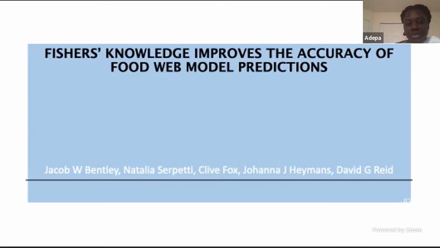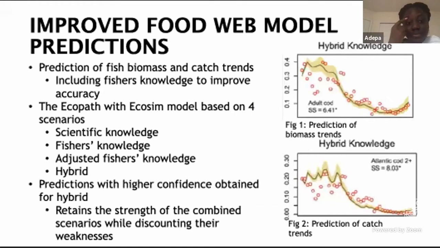So after reading this paper, I was able to gather that there were four types of fishing effort information used. The first was the fishers' knowledge and the adjusted fishers' knowledge, the scientific knowledge, and there was also the hybrid knowledge. The hybrid knowledge at the end was what was selected as the best fit for the model, since it had a higher confidence interval. And the hybrid was a combination of the fishers' knowledge and the scientific knowledge.